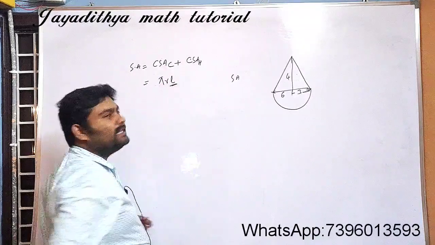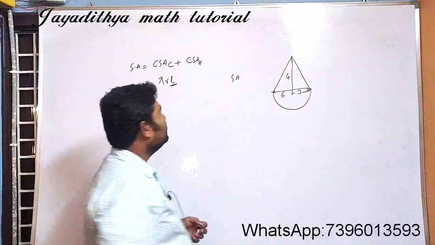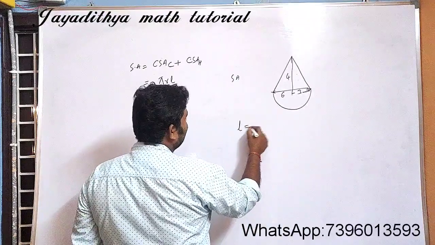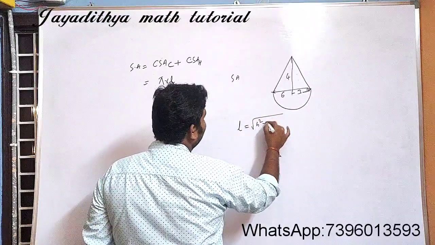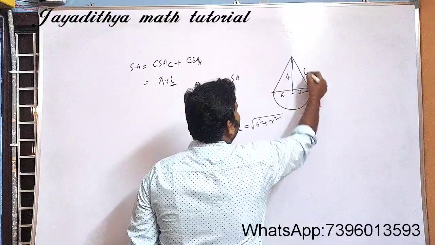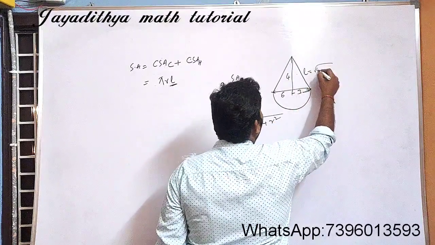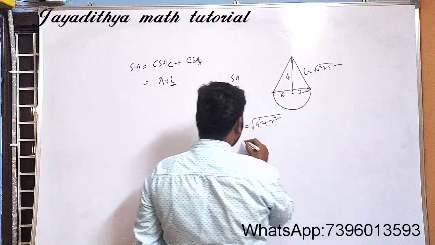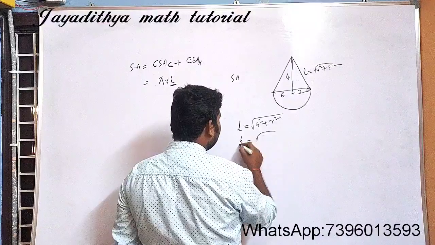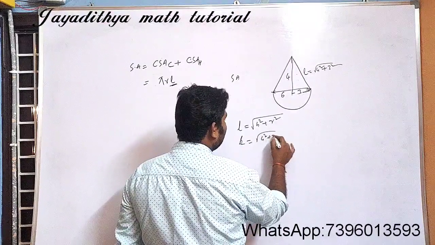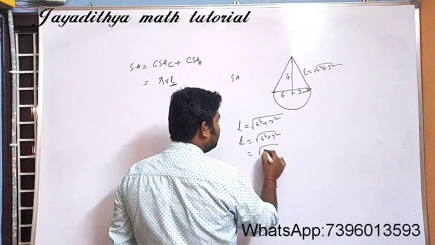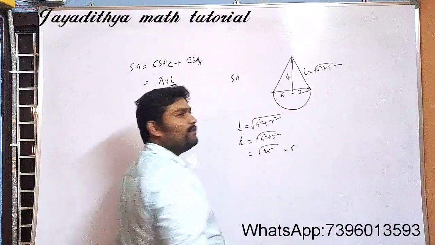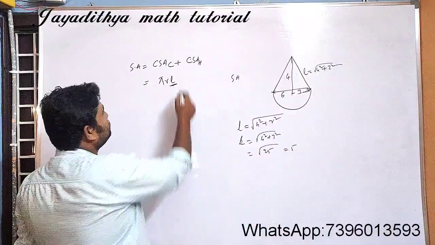What is L here? L is nothing but the slant height. So first of all you find L. L is equal to root over h square plus r square. This will be equal to root over h square, that is 4 square plus 3 square, which is equal to root 25, which is equal to 5. L value will be 5 here.